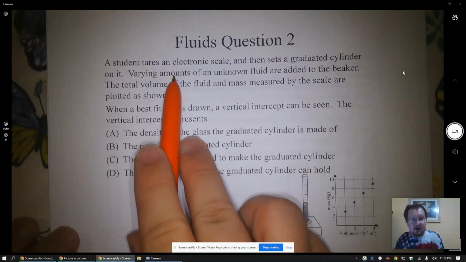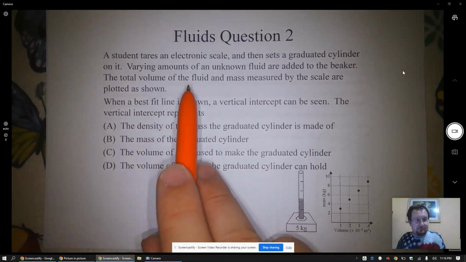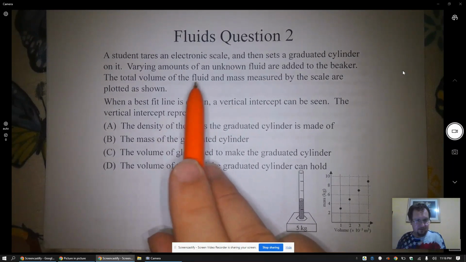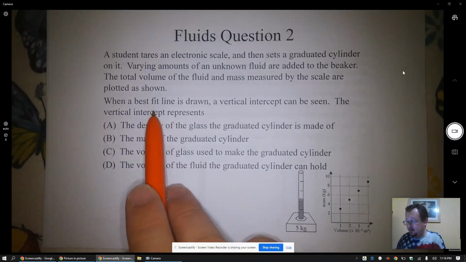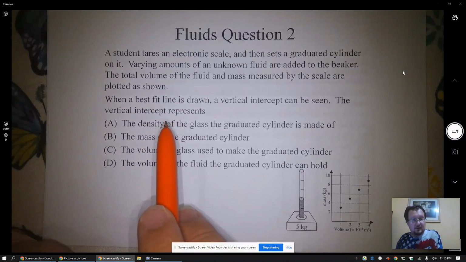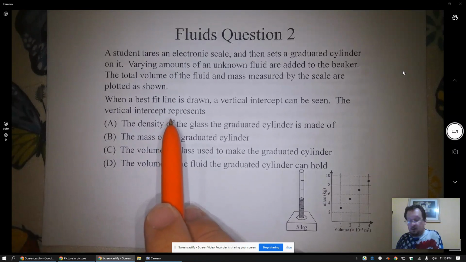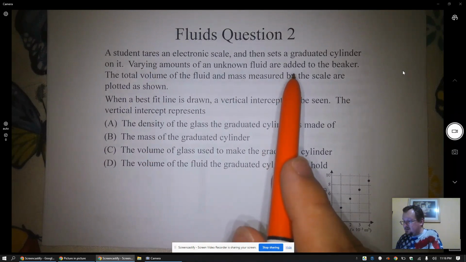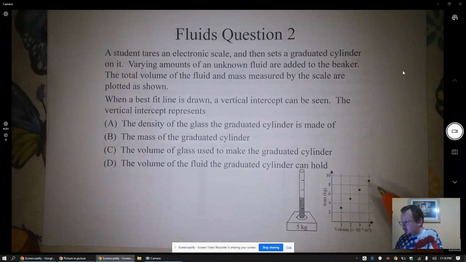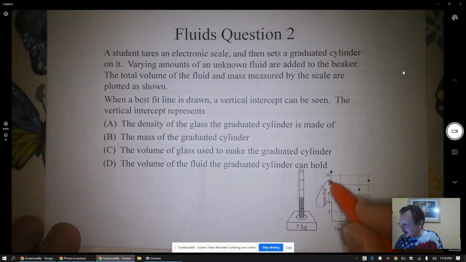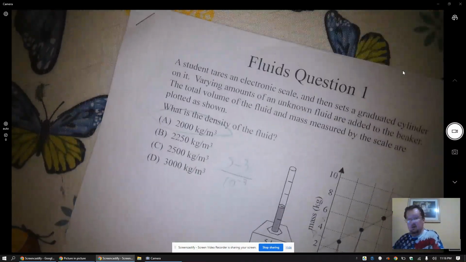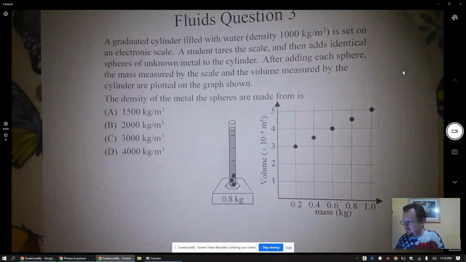Student tears an electronic scale and then sets a graduated cylinder on it. Varying amounts of... okay, so this is the same setup. That's what we call it. When the best fit line is drawn, a vertical intercept can be seen. The vertical intercept represents, well, they tear the scale first, and then they put the graduated cylinder on it. So the vertical intercept has to be an amount of mass. That's the vertical axis. It would have to be the mass of the graduated cylinder. All right, so that's just a test to see if your students can figure out what intercepts mean.